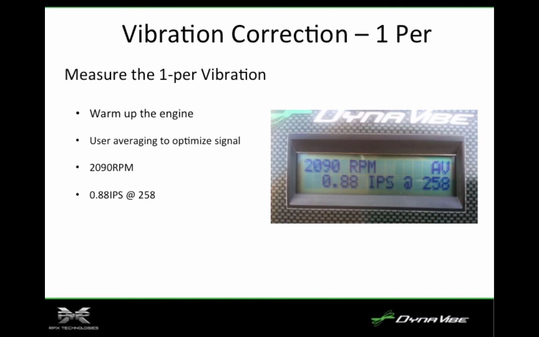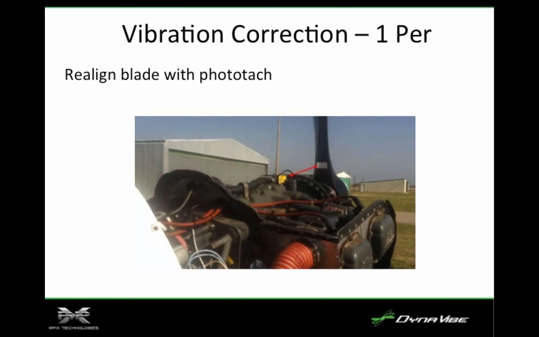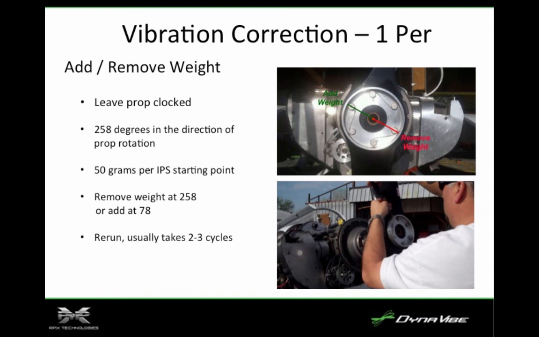So what we do after we shut down, we rotate that propeller till it's in line with the phototach. You'll see the small yellow phototach lined up with the tape. And then after we have it lined up, we simply measure from the accelerometer, which is mounted vertically at the top of the engine, and we go in the direction of rotation, whatever it said on the screen, 258 degrees in this case. So right at the very top is 0 degrees. We go in the direction of rotation, 258 degrees, and that is the heavy spot.